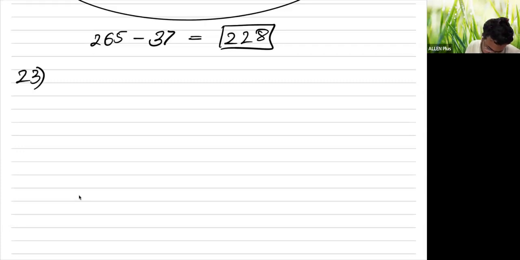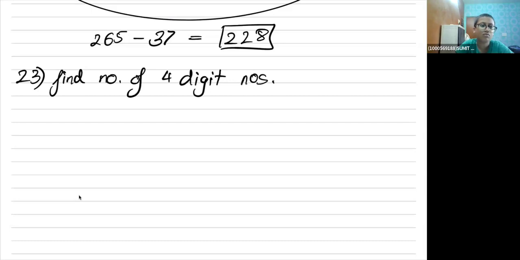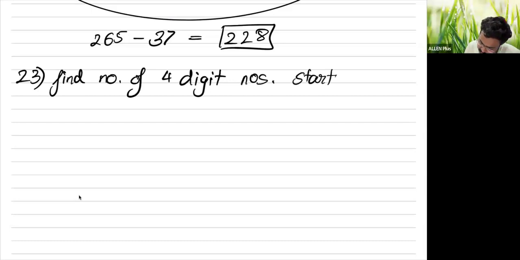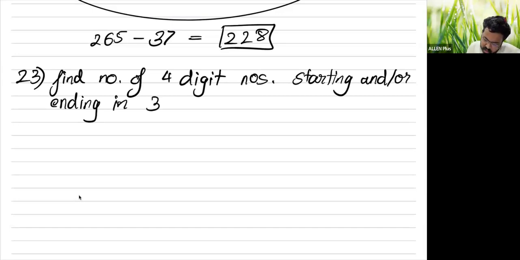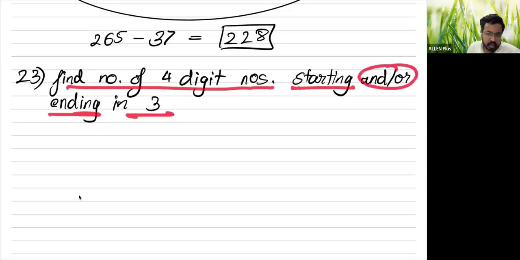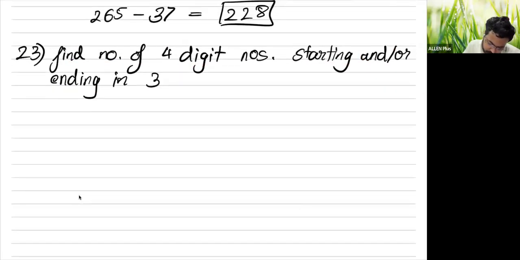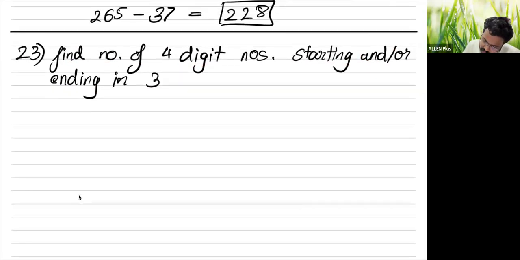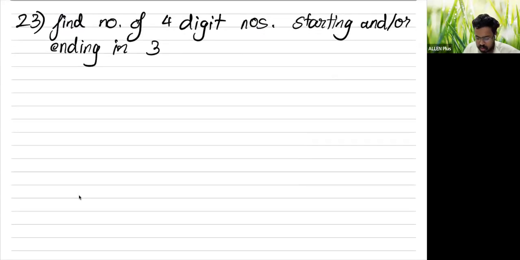Question 23. Find the number of 4-digit numbers starting and/or ending in 3. Okay, you want the number of 4-digit numbers that either start or end in 3. Here also try to make a Venn diagram of sorts. The procedure that I'm showing over here is called inclusion exclusion.